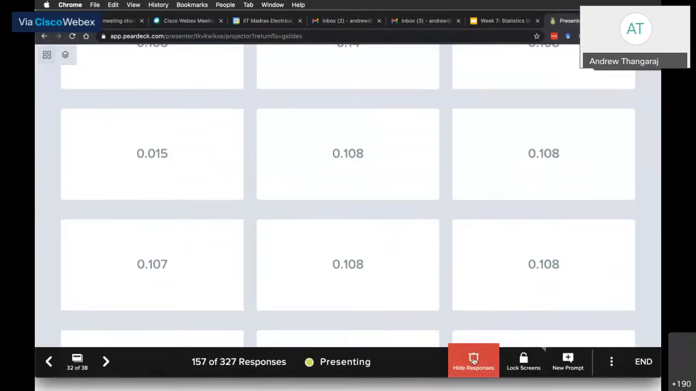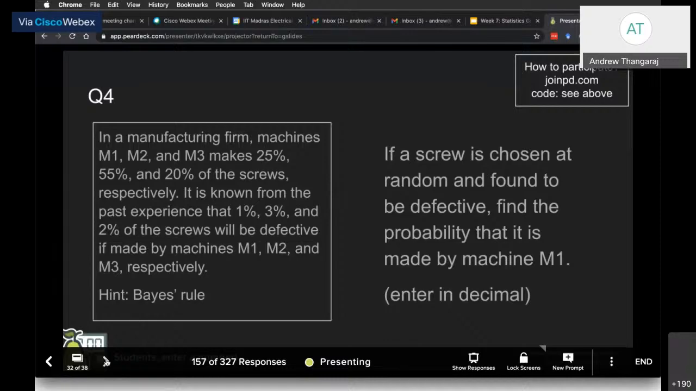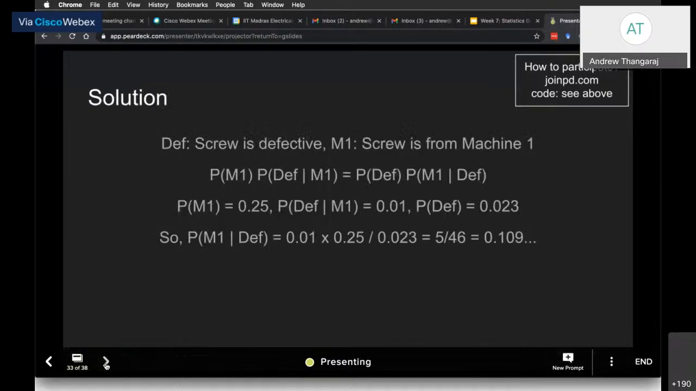0.108 seems like a popular answer. I think it's correct. So let's go through the solution real quick. It's just a direct application of Bayes rule. So probability of M1 times probability of defective given M1 equals probability of defective times probability of M1 given defective. This is a direct application of Bayes rule.